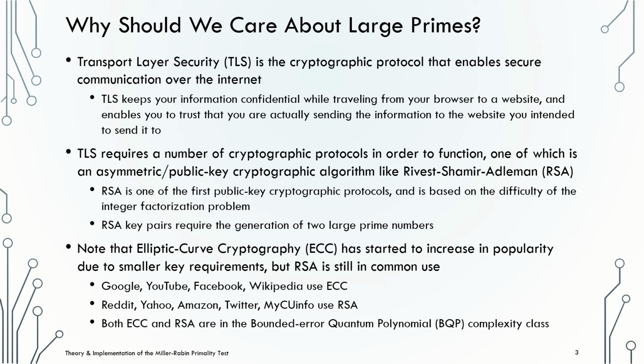So TLS requires a number of cryptographic protocols in order to function. The most common that uses large prime numbers is called RSA, which stands for Rivest, Shamir, and Adleman. And that is the same Ron Rivest who wrote our textbook. There is another class called elliptic curve cryptography, and some of those curves rely on prime numbers, but RSA to a much larger extent uses primes, and that's where we will focus in this presentation.